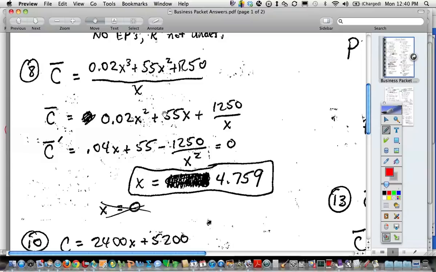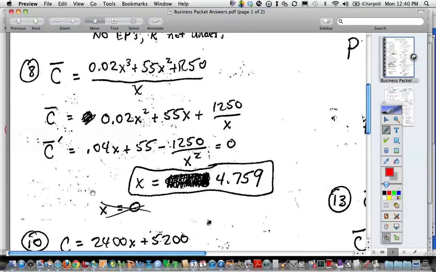So that's not it. It'd be an endpoint, but it doesn't give you an amount, a minimum cost. It'd be more like an infinite cost, kind of thing, dividing by 0. That's not good for business. Yeah, no. Dividing by a very small number would give you a very large average cost. So the only real candidate you have is this 4.759.